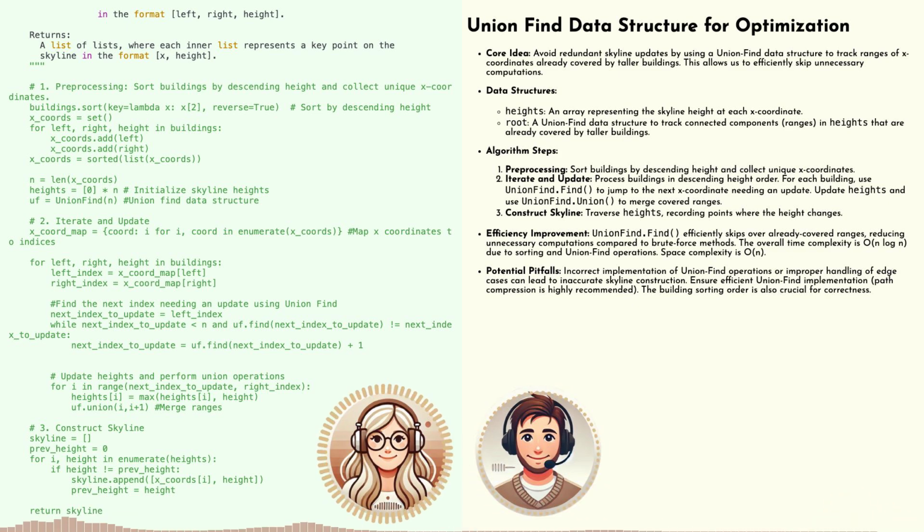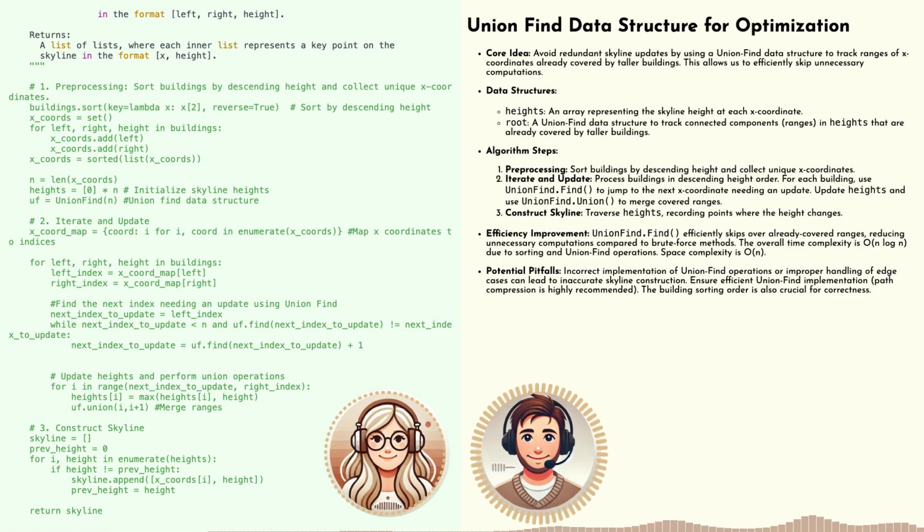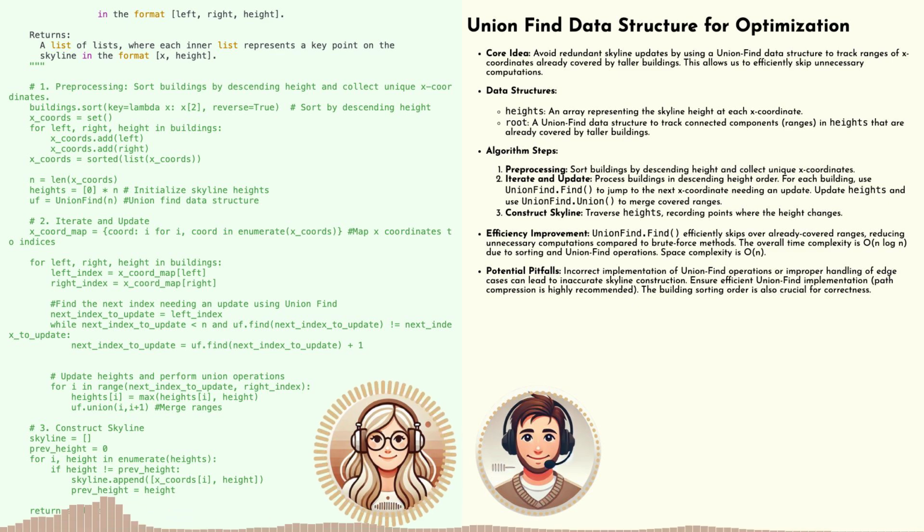So each segment can either be covered by a building or uncovered, right? And here's where union find comes in. It basically helps us keep track of which segments are covered by taller buildings so we can efficiently skip over them when we're processing those shorter buildings. Wait, so if a taller building covers a segment, any shorter building that overlaps that segment doesn't even matter for the skyline. Exactly. The taller building already determined the skyline height in those segments. So union find lets us group all those covered segments together so we can just bypass them.